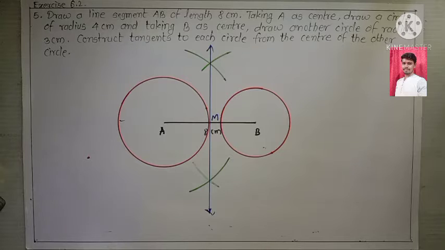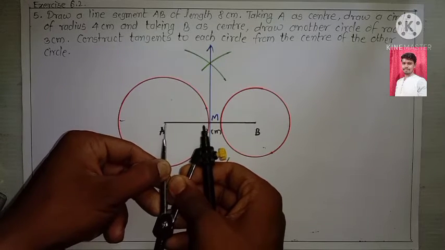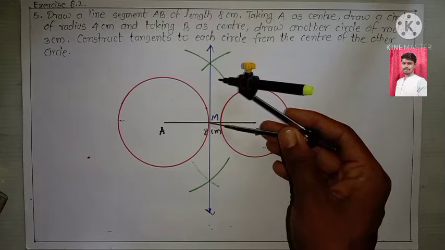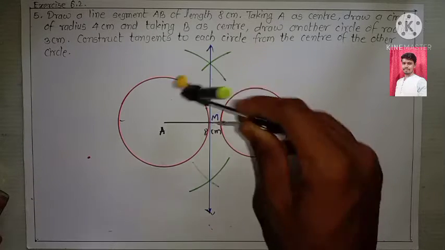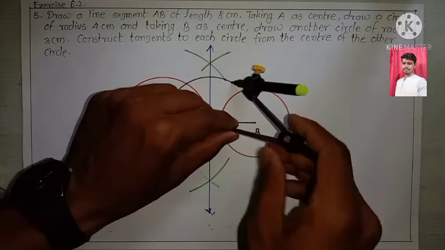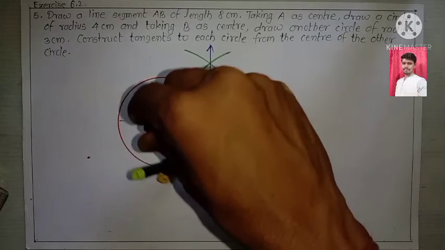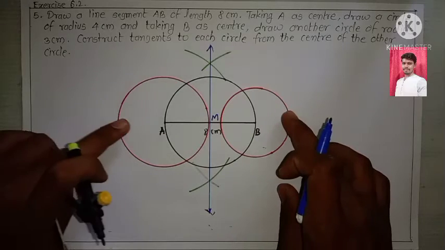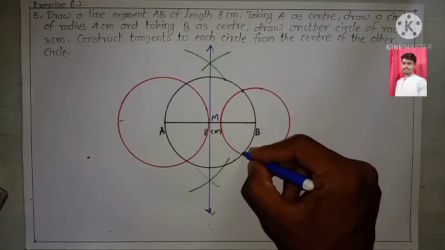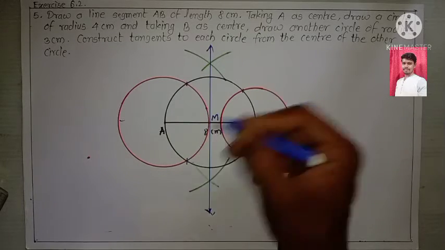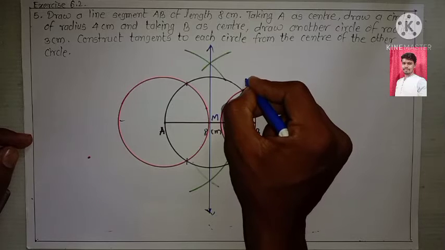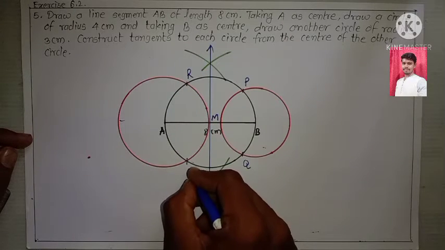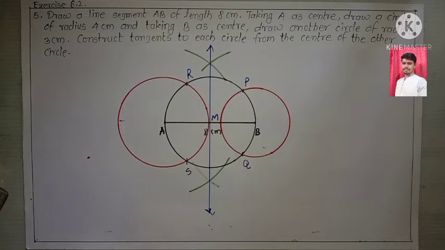In step 6, take the AM distance in a compass, and put the needle of the compass on point M, which is the center of this new circle, and draw one circle which passes through A and B. If you observe neatly, this new circle intersects the two given circles at these points. We name them P, Q, R and S. These intersection points we now want to join.